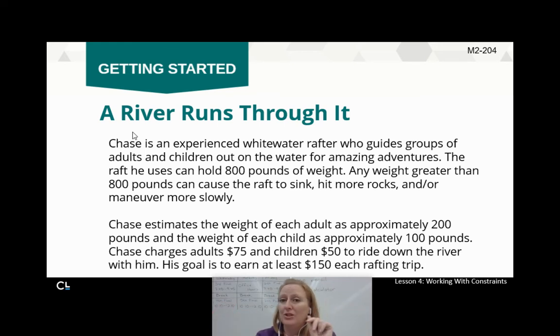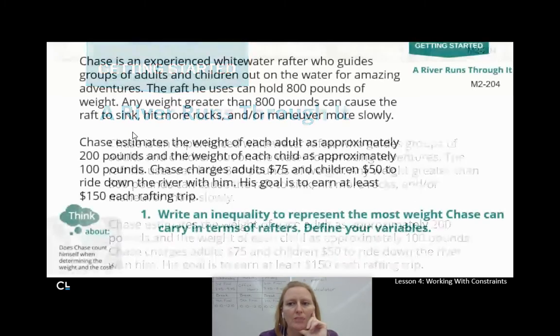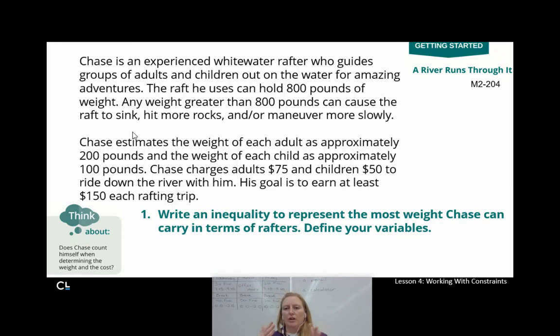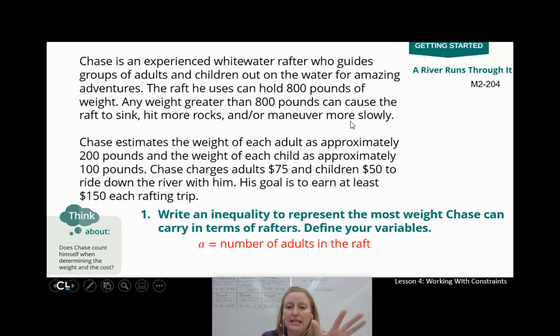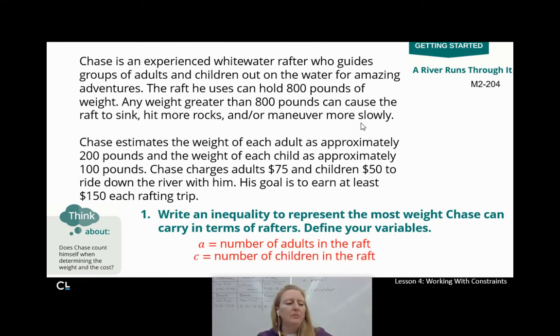We have these two issues going on here. So let's write an inequality for each one, shall we? Starting with number 1 in your book there on page 204, can you just write an inequality to represent the most weight Chase can carry in terms of rafters? You might want to define your variables. Like for me personally, I said A is the number of adults in the raft and C is the number of children in the raft. That just helped me set it up. So go ahead, hit pause, write your inequality, and then hit play when you're ready to check your work.